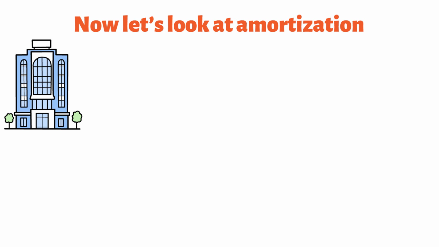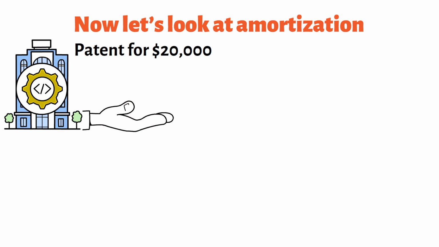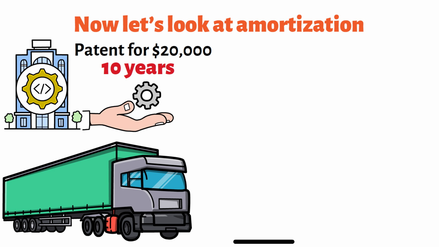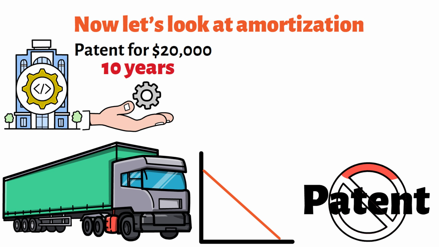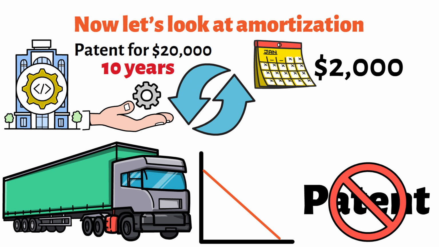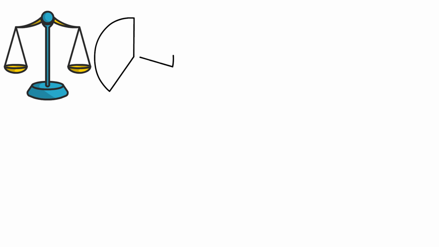Let's suppose that a tech company buys a patent for $20,000, which gives them the exclusive rights to a product for 10 years. Just like the truck, that value declines over time, but you can't physically wear out a patent. Instead, the company amortizes it. So for each year, they record a $2,000 expense, and the value of that patent decreases accordingly. It's the same principle, but it's a different type of asset.